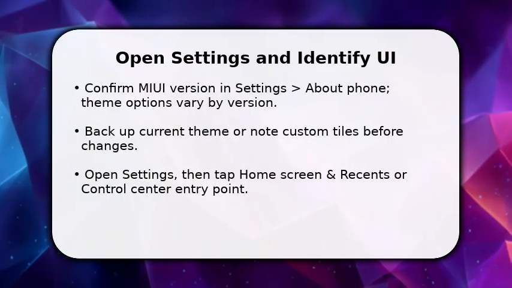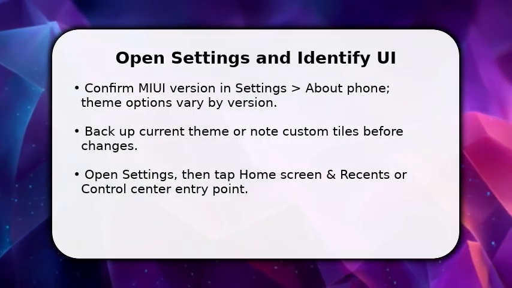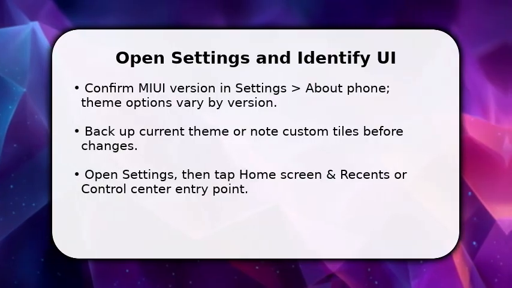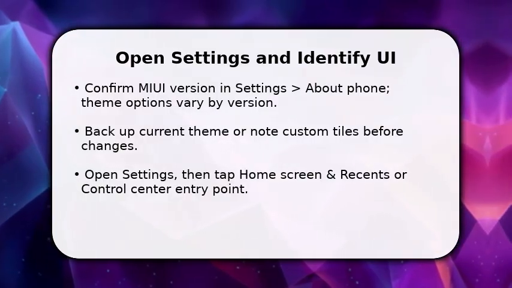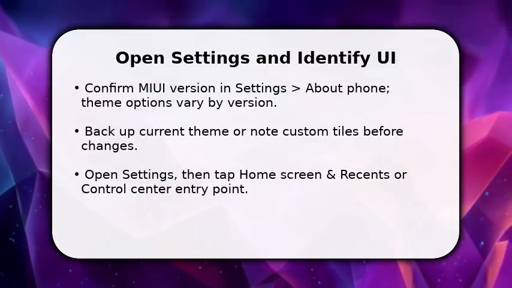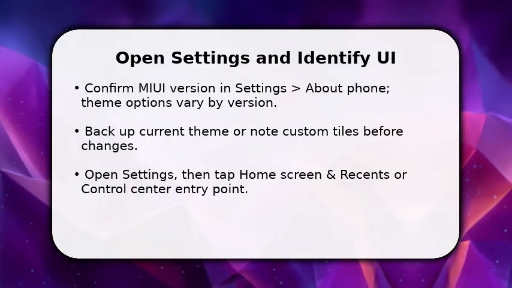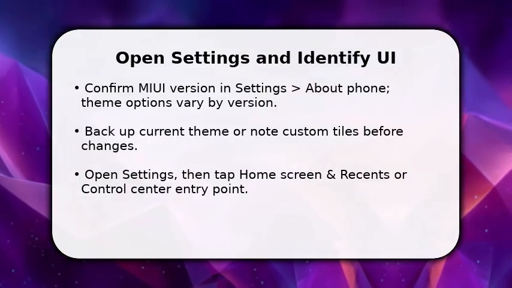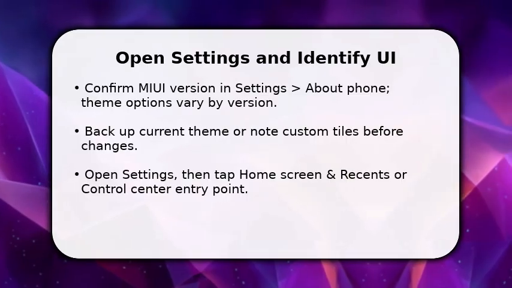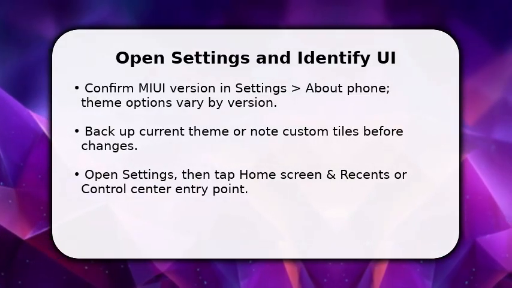You begin by confirming prerequisites. Make sure your Redmi runs a compatible MIUI version and back up any custom layout. Once done, open Settings and navigate to the home screen and Recents or the Control Center settings entry. You want to reach the screen where Control Center options appear. This is the gateway to theme adjustments. Doing this first saves time because some options only show when the correct system module is active.